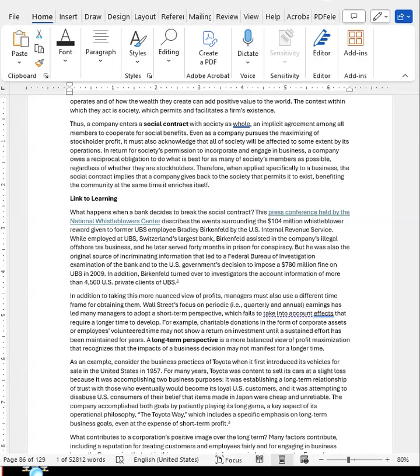In return for society's permission to incorporate and engage in business, a company owes a reciprocal obligation to do what is best for as many of society's members as possible, regardless of whether they are stockholders. Therefore, when applied specifically to a business, the social contract implies that a company gives back to the society that permits it to exist, benefiting the community at the same time it enriches itself.